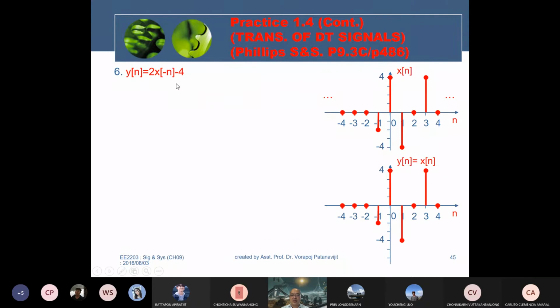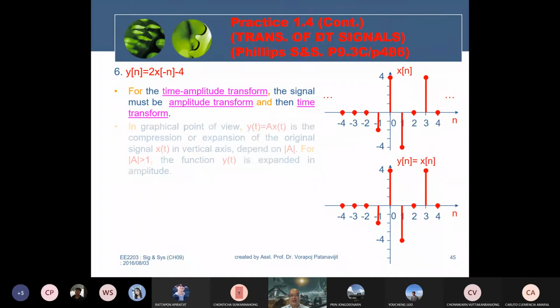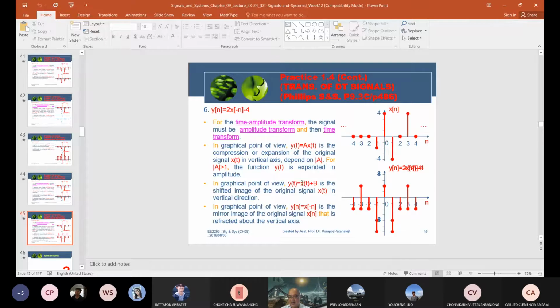Now for the last question, yn equal to 2x minus n minus 4. 2 represents amplitude scaling, minus 4 represents amplitude shifting, and minus 1 represents time reversal. For the time and the amplitude transform, the signal must be amplitude transformed first and then time transformed later. From the graphical point of view, yn equal to axn is the compression or the expansion of the original signal xn, not xt.